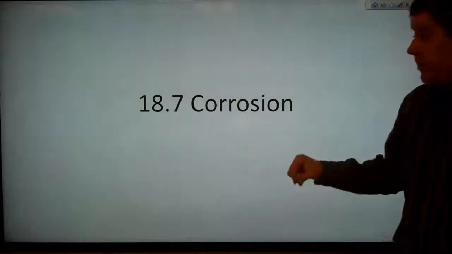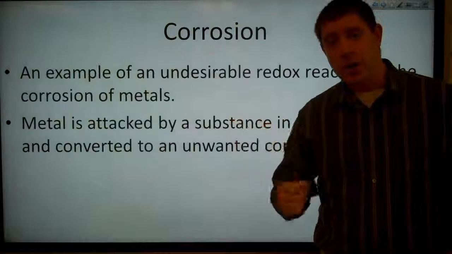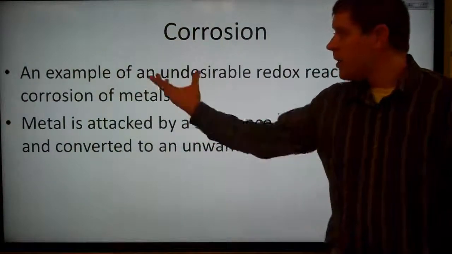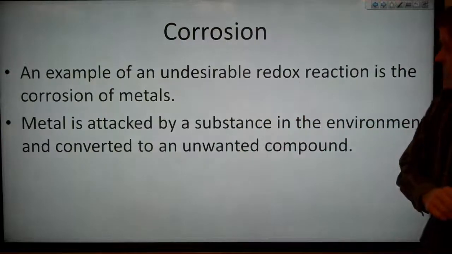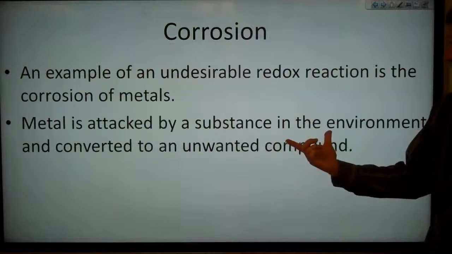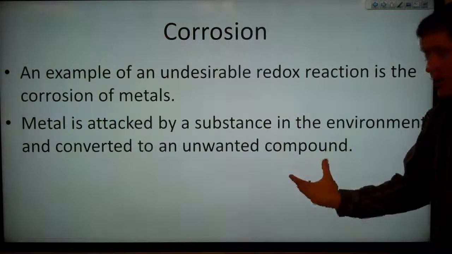Welcome to corrosion. So corrosion is really just a redox reaction that we don't want to occur. An example of an undesirable redox reaction is corrosion of metals. A metal here is attacked by a substance in the environment and converted to an unwanted compound.